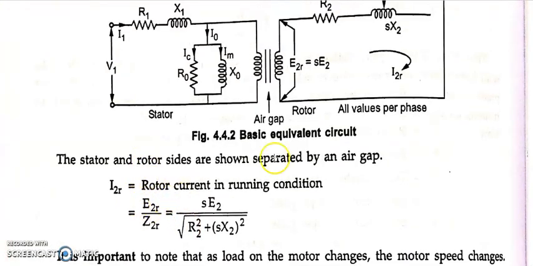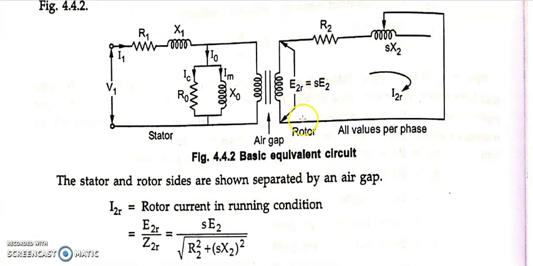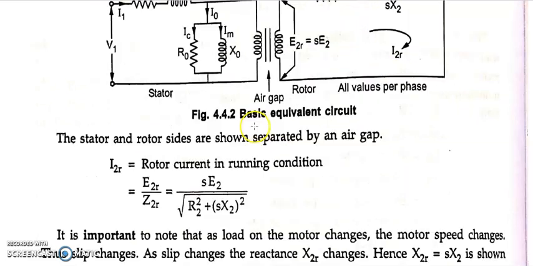And again what about I2R? You can simply write the formula here. We know that in terms of KVL, E2R is equal to I2R into Z2R, where you can consider R2 plus SX2 as Z2R precisely. Yes or not? So that is what is written here. I2R is the rotor running current in running condition. I2R is equal to E2R by Z2R.